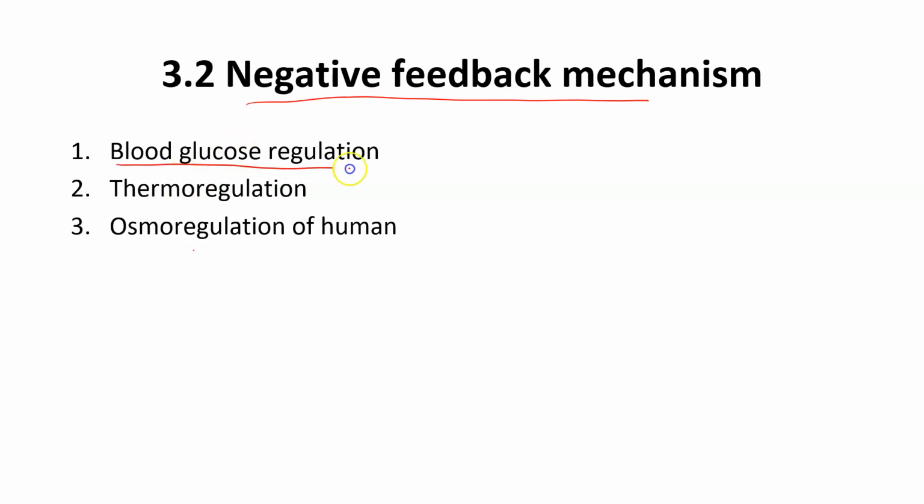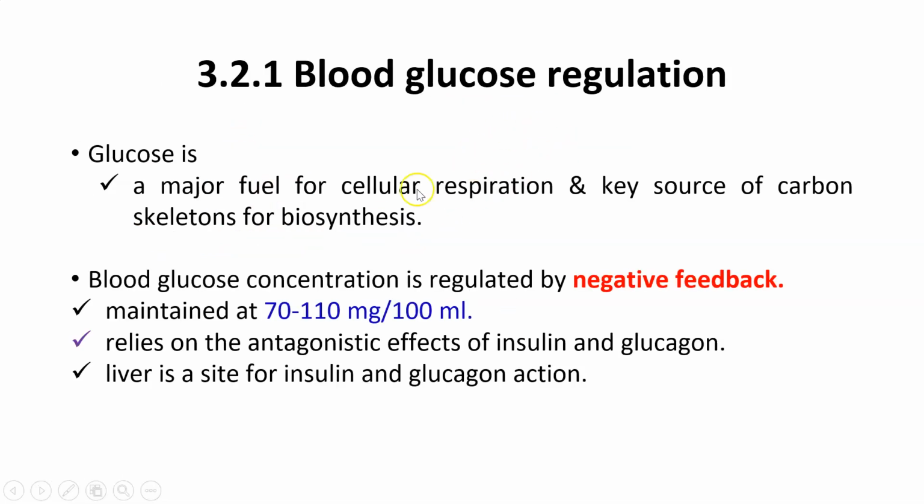So these are the three examples that we are going to look at for negative feedback mechanism, which are blood glucose regulation, thermoregulation, and osmoregulation. Osmoregulation we have looked at. Okay, so blood glucose regulation. It says here glucose is a major fuel for cellular respiration and a key source of carbon skeleton for biosynthesis. We looked at the significance of glucose last semester. It is used to generate energy for cellular respiration. Glucose is also used to synthesize other molecules.